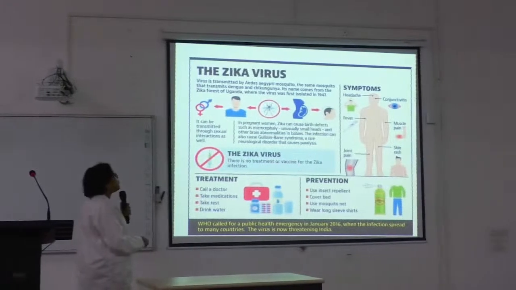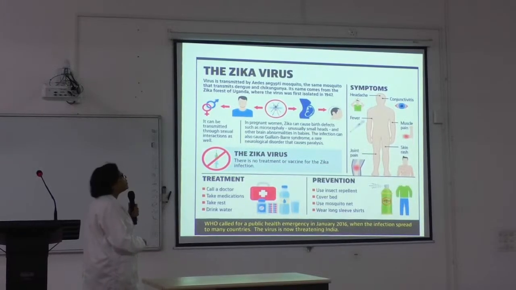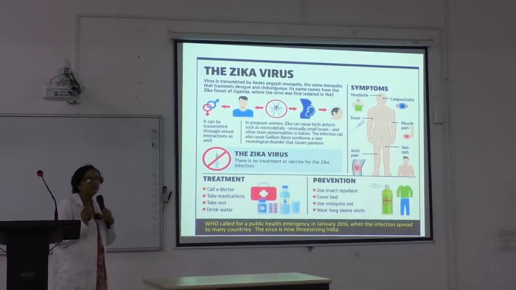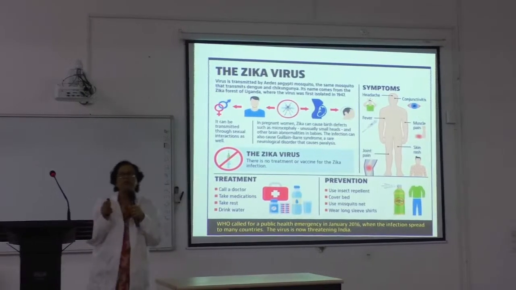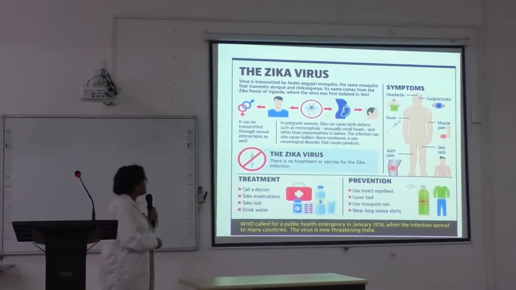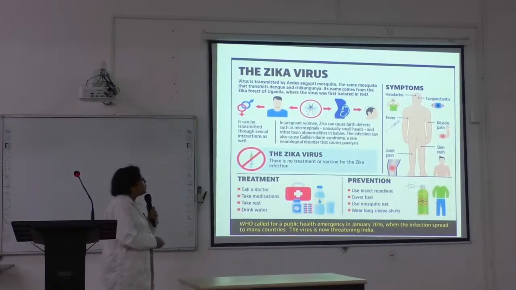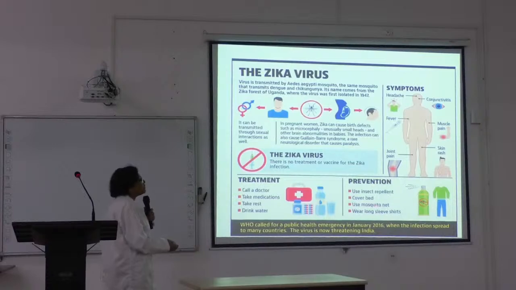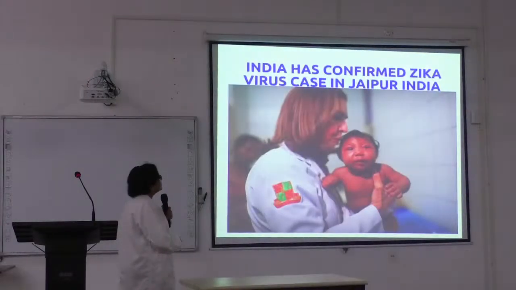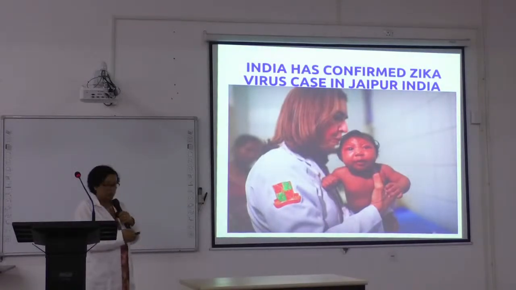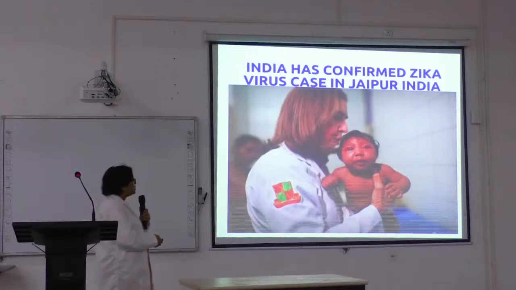There is no treatment or vaccine for the Zika virus. So what to do? You have to call a doctor, take some medicines. Medicines means symptomatic, paracetamol for pain relief, etc. Take rest, drink water. Prevention: use insect repellent, cover the bed, use a mosquito net, wear long sleeve shirts. You can see one baby with microcephaly, the head is small. So this is all. Thank you.